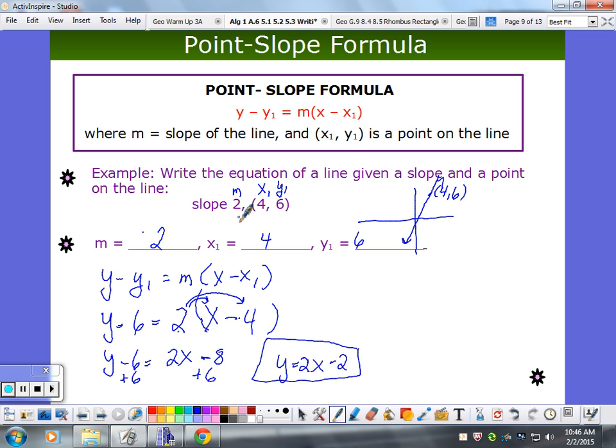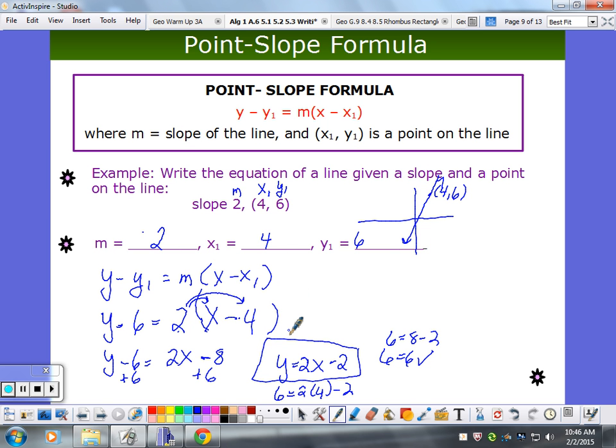How else can I check this? Plug this point in. It should make a true statement. So when y is 6 and x is 4, do I get a true statement? Well, that part's 6. 2 times 4, so I get 8 minus 2. And 6 equals 6, right? Is this a solution to that line? Yeah. That's a pretty good check. I think I'm in good shape now.